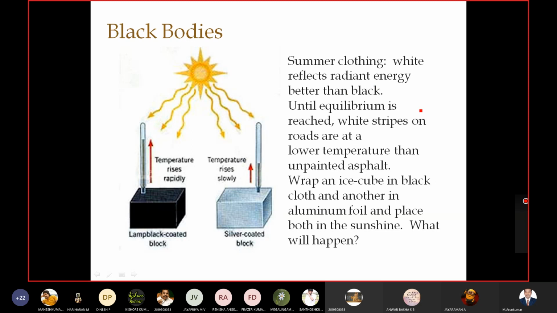Until equilibrium is reached, white strips on roads are at a lower temperature than unpainted asphalt. Then wrap an ice cube in black cloth and another in aluminum foil and place both in the sunshine. What will happen? The black body will absorb more heat, while the temperature of the white surface will rise slowly. Because of that, black shirts will feel hotter in the summer.